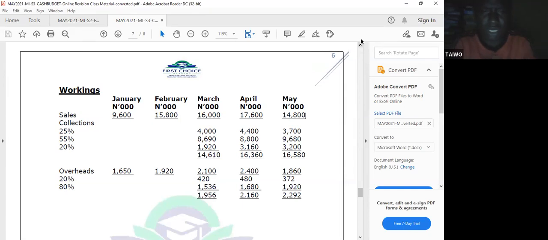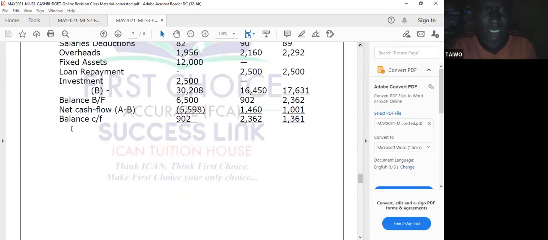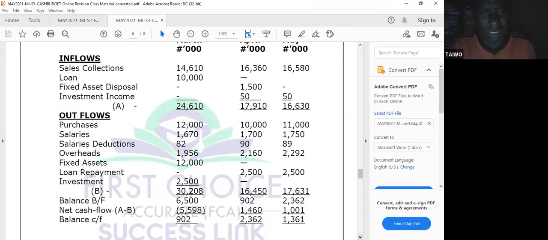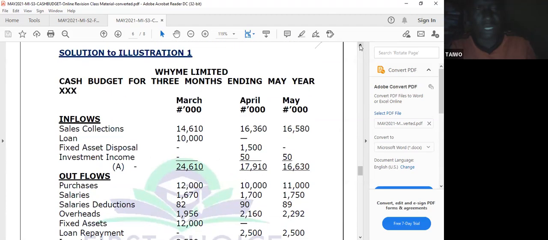But look at the submissions here. Just follow suit. If you check the format here, you can see the inflow, you can see the outflow. The inflows involve all the collections, both sales, loan, fixed asset disposal. If they dispose of an asset, money will come in, and also investment income. So those are the inflows. Outflow is what you spend. At the end of the day, you use what comes in and what goes out as the basis for determining whether you are having a surplus or a deficit.